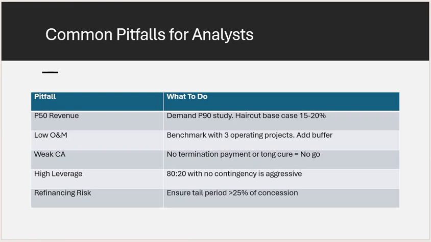Then low operation and maintenance cost. We should always check that the operation and maintenance costs are realistic to get more accurate results, so benchmark with 3 operating projects and add buffers. Weak concession agreement: no termination payment, or large gaps. High leverage: 80 to 20 with no contingency. The debt to equity ratio should be 70 to 30 or 80 to 20. Then high leverage and the refinancing risk. In short, the tail period should be more than 25% of the concession agreement, and that needs to be ensured.